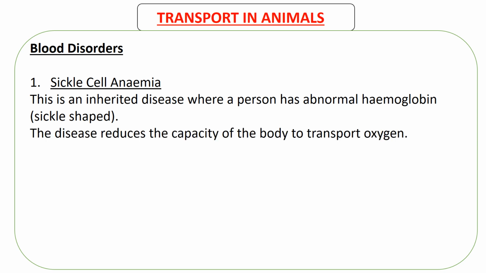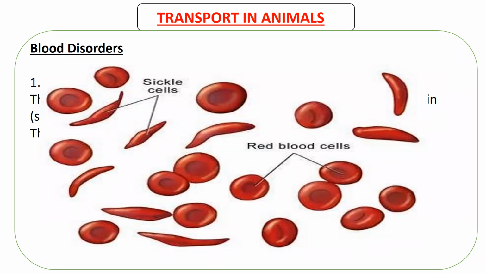So the disease reduces the capacity of the blood to transport oxygen. Since the hemoglobin has this sickle shape, it can't carry a lot of oxygen, so the person is going to have problems in breathing and the likes because there's not enough oxygen reaching all parts of the body. So this is what I mean. This is a normal red blood cell, and these are sickle shaped red blood cells.